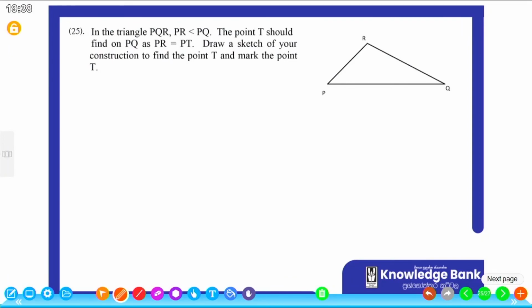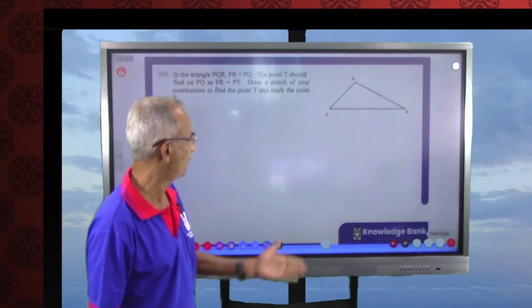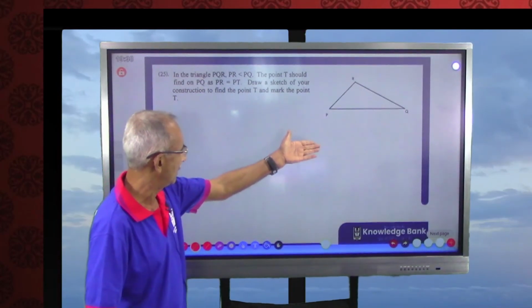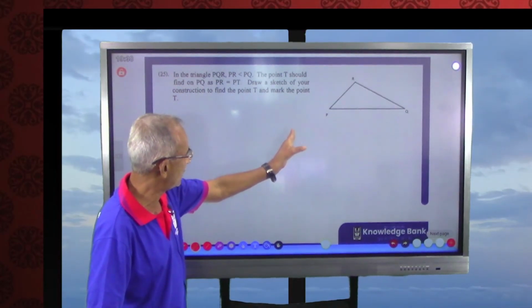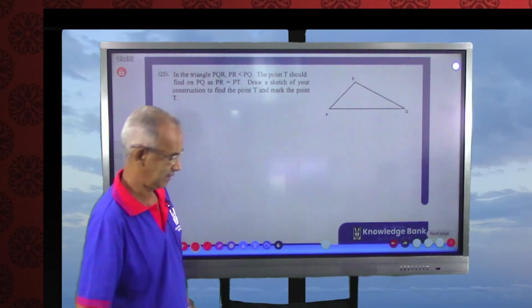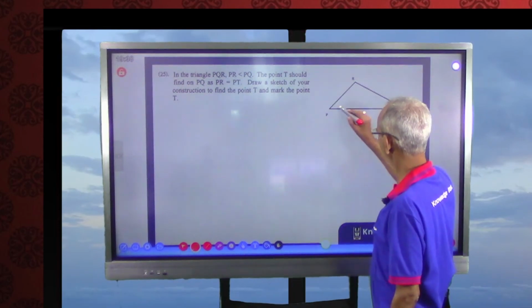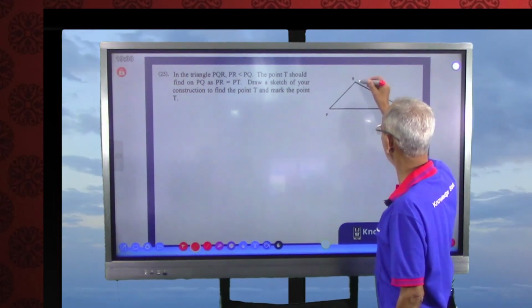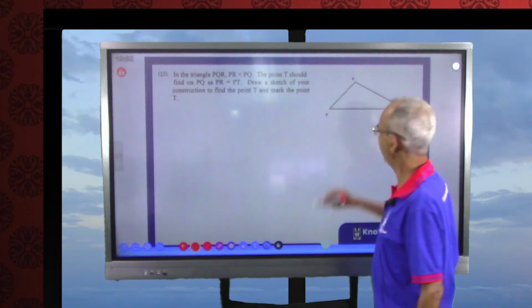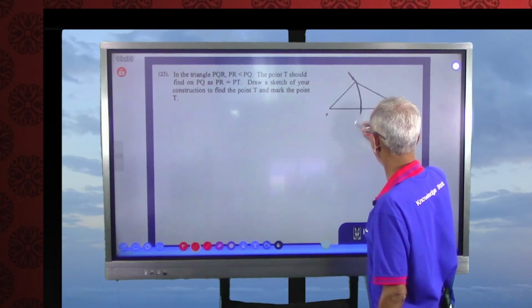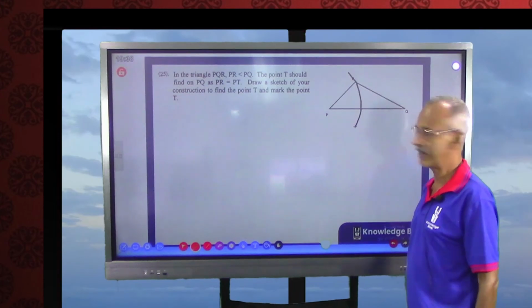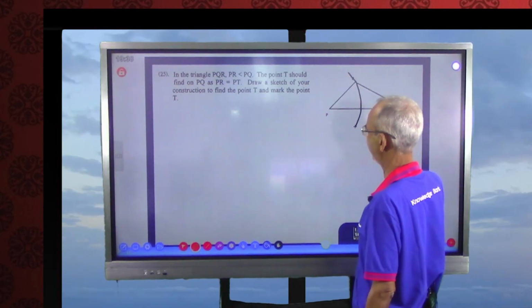Draw a sketch of your construction to find the point T and mark the point T. Now we have to find the point T on PQ. Then PT should be equal to PR. The method is this. Take your pair of compasses. Keep your compass tip at P and the pencil tip at R. Then draw an arc here in this way. You get marks for this diagram also. Here is the point T.